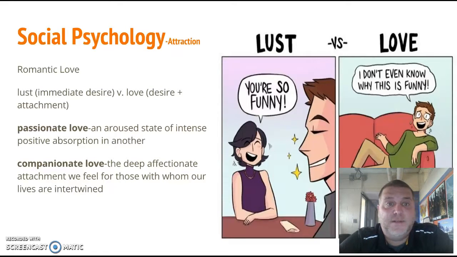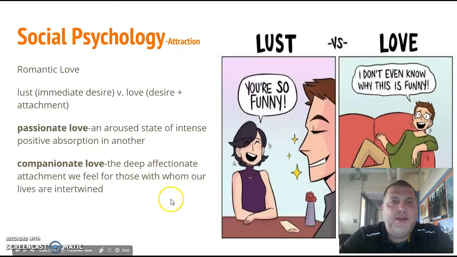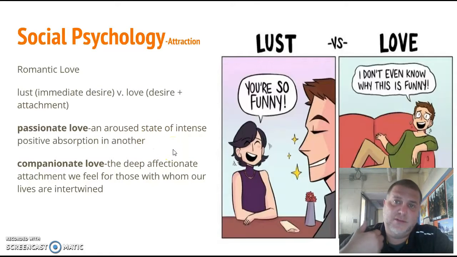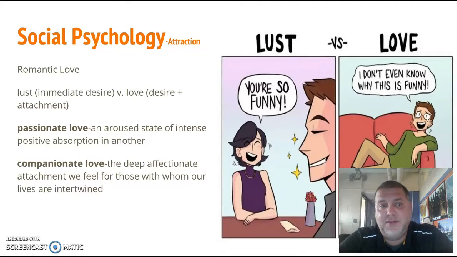Romantic love: you have lust, which is immediate, versus love, which is attachment. Passionate love is an aroused state of intense positive absorption into another. And so you're excited to see somebody else. You're always happy to see that person. You get excited. Companionate love is for those whose lives are intertwined. This will be the person who you live with for the rest of your life, but you're okay. You're happy that you're with that person for the rest of your life. You're pleasantly okay.